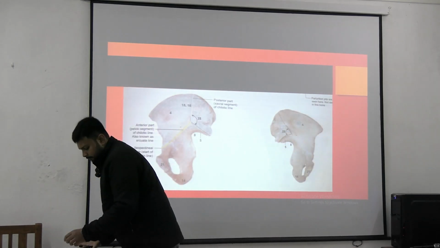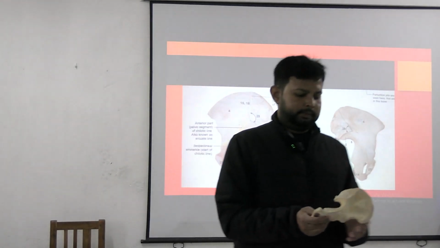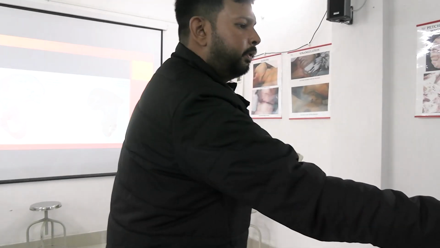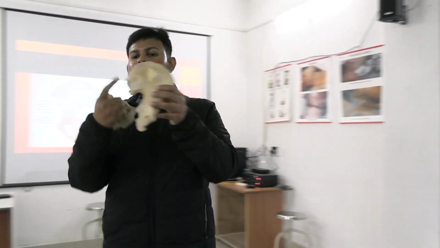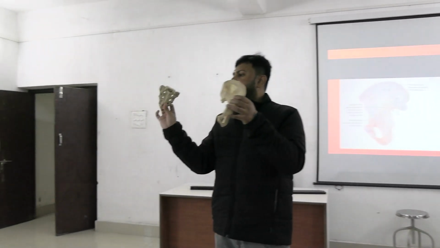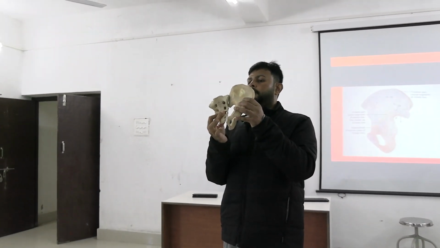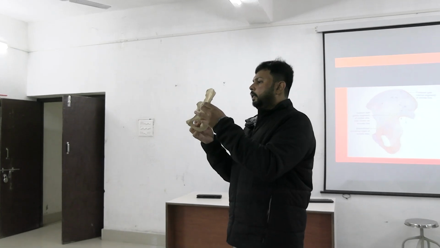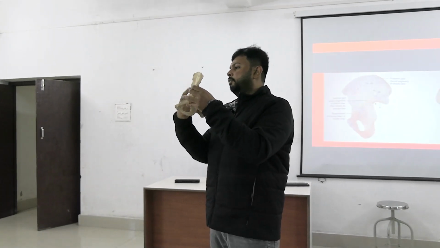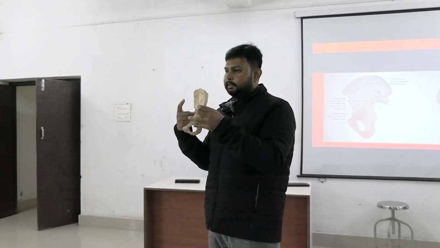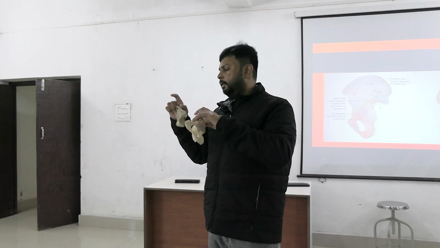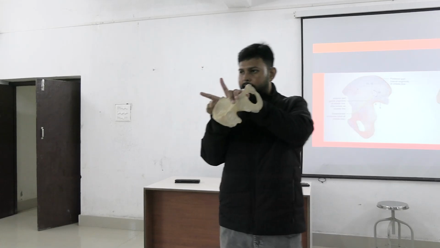Bring me the sacrum. So this is what I was talking about. It will be articulating here. Okay, so this articulating surface will be more in males, the angle will be wider in males. On the other hand, in females the articulating surface is less and the angle will be less. Okay, meaning acute, okay?